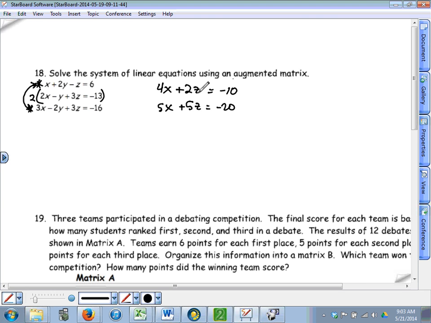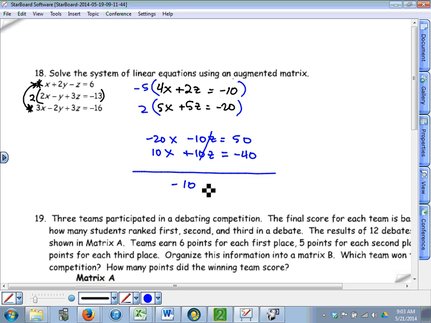Now we got to do the same thing these two did. None of them really work out super nice. So I'm going to multiply this one by negative 5. I'm going to multiply this one by 2. So I'm going to get negative 20x minus 10z equals 50. And then 10x plus 10z equals negative 40. Z's are gone. I'm sorry, I'm going so quick, but got to get through this. x equals negative 1.